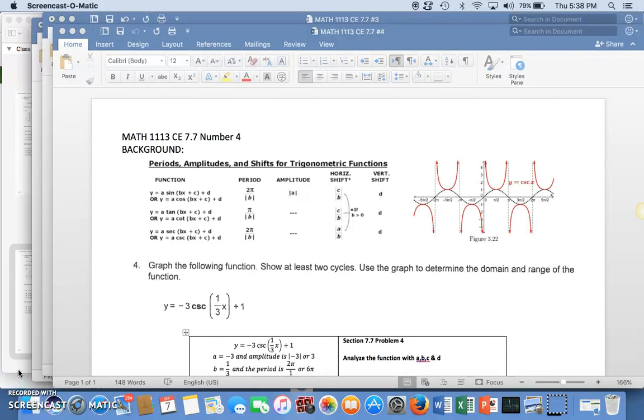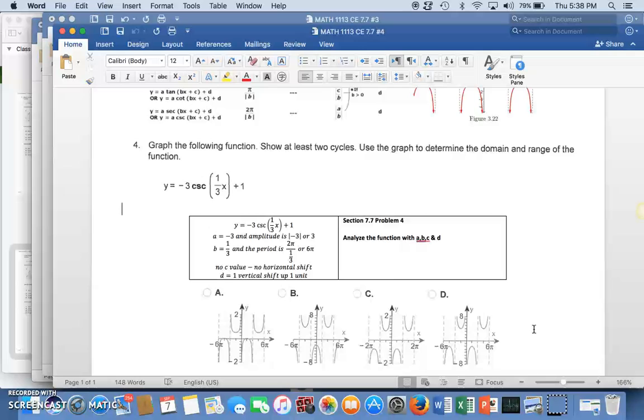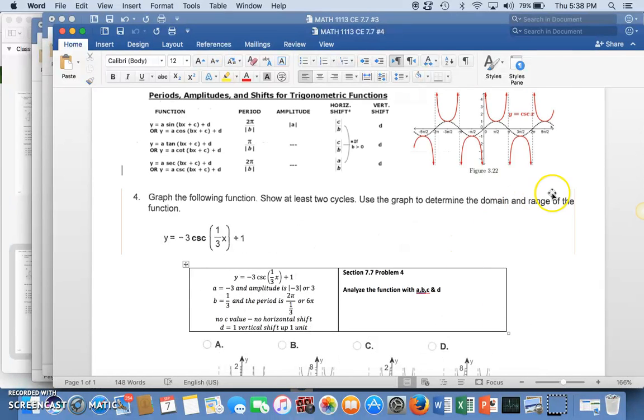Okay, this is 7-7, number 4. It's got a little bit more involved, more shifts and so forth. The actual problem here is dealing with cosecant, but it does have a little bit more shifts. And you can put these in Desmos and all that also, but I think you will understand things a lot better if you understand what actually goes on.